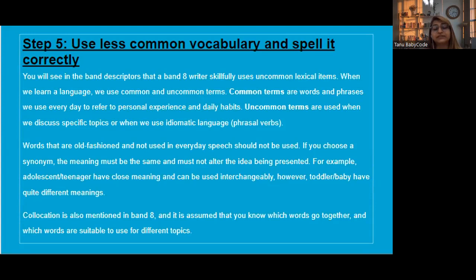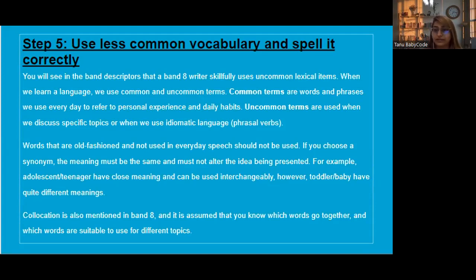For example, if we look at the word adolescent, adolescent and teenager have a close meaning and they can be used interchangeably. However, toddler and baby have quite different meanings. So you cannot switch them, right? You cannot use them in the same place.